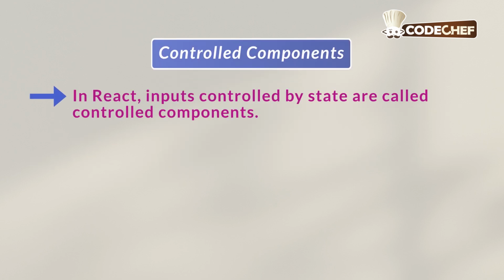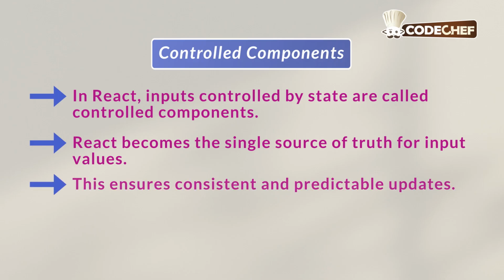When an input gets its value from the React state, it is called a controlled component. This means React fully controls what appears inside the input field. Instead of the browser managing input values, React becomes a single source of truth.